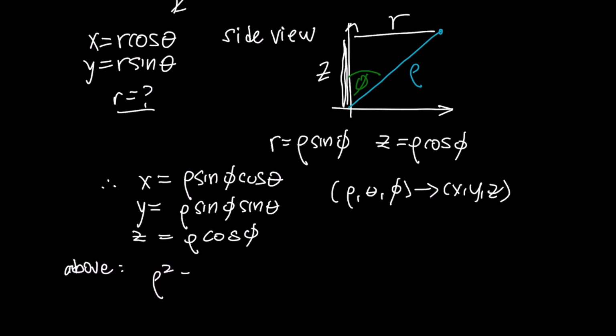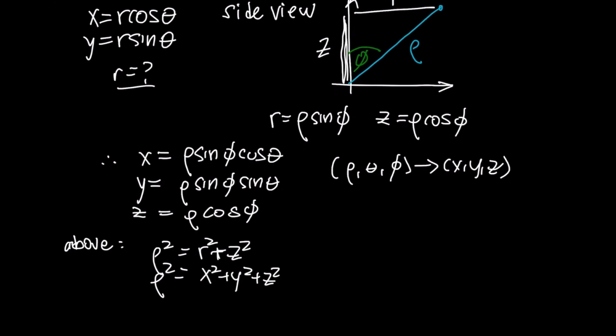Now, if you look at that side view from above, what you're going to see is that rho squared is then r squared plus z squared. But r squared from polar coordinates we know is x squared plus y squared. So we get rho squared is x squared plus y squared plus z squared, or rho is simply the square root of that quantity. And that's because we are always taking rho to be a positive number.